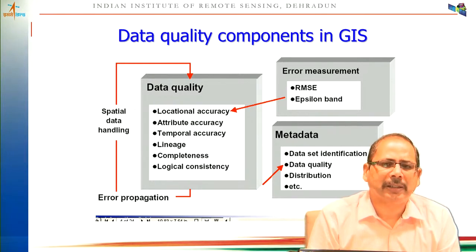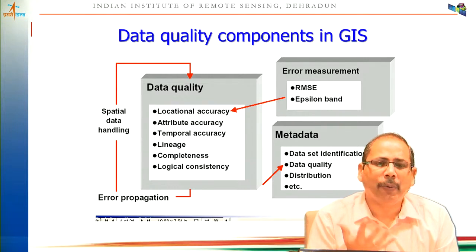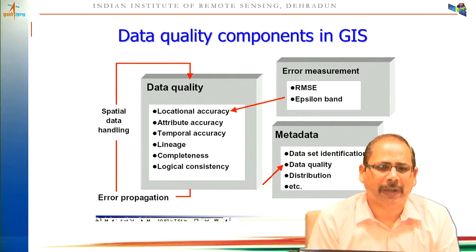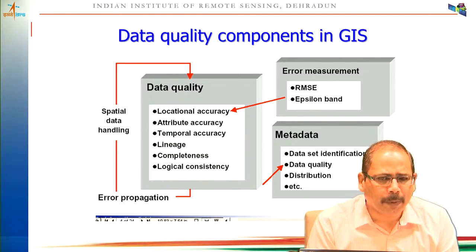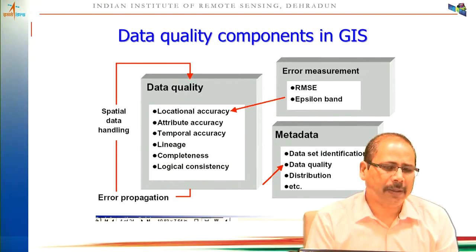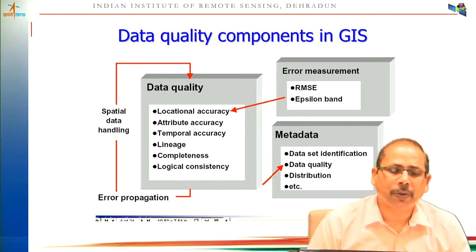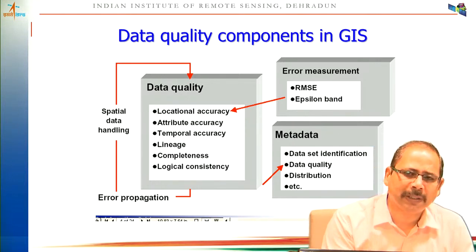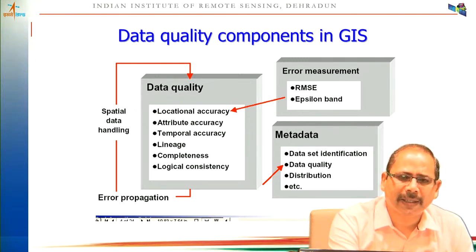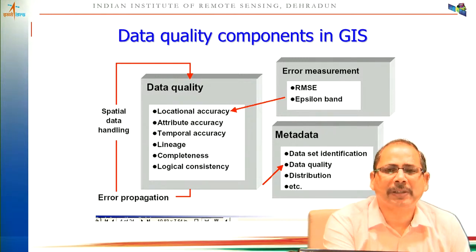But my objective in this class is only to give you the idea how we basically do this quality assessment of the data. Another very important point is metadata. Metadata is what? It is data about the data. What does it mean? For example, you have a satellite image. What is the characteristics or what is the data of this satellite image?